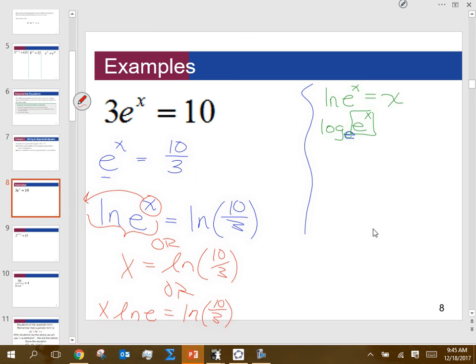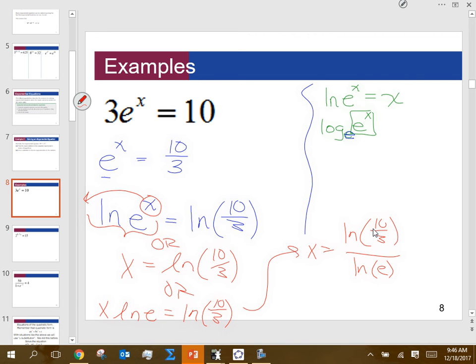Do you remember what ln of e is? It's 1. Okay? So you do x times 1 there, right? Or, if you're a person who doesn't realize that, you could still write this answer as x equals ln of 10 thirds divided by ln of e. You type that into your calculator and get a decimal, maybe that's what they want. Are you going to get the exact same decimal that anybody else that typed in just ln of 10 over 3 is going to get? Yeah, because ln of e is just what? It's just 1.